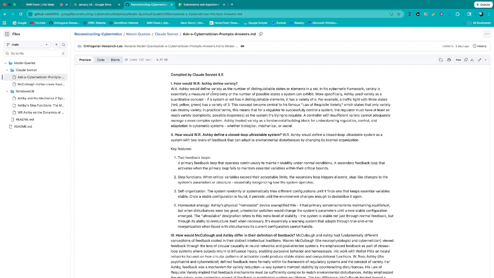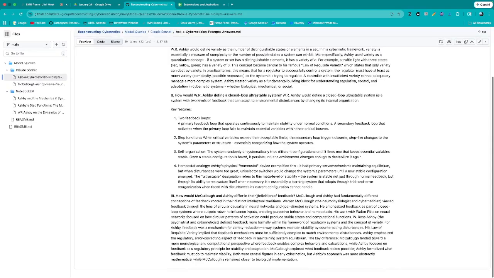It's essentially a learning system that adapts through trial and error reorganization when faced with disturbances its current configuration cannot handle. So it gives you a lot of details of this concept. And then the third prompt is, how would McCullough and Ashby differ in their definition of feedback?